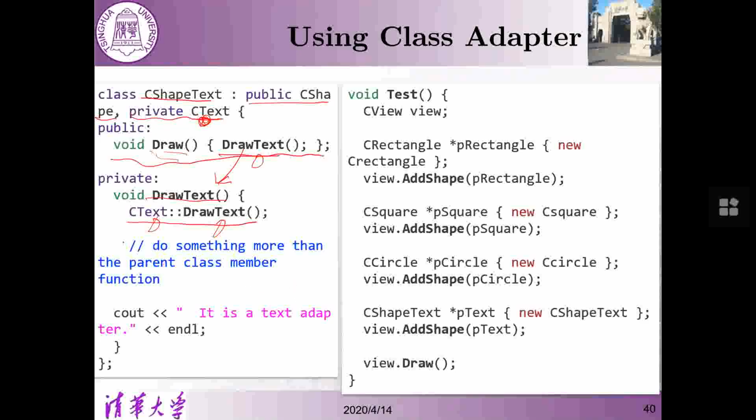Anyway, you can do something here if you want, because after calling drawText, maybe you want to do something more. That's fine. Then this is how we test it. It is similar: CShapeText, and then addShape. Then we can draw. Okay, this is a class adapter.